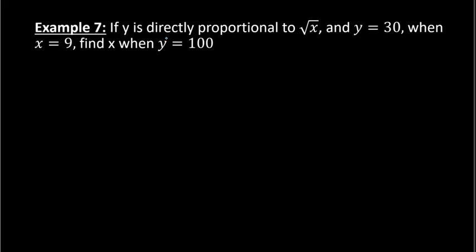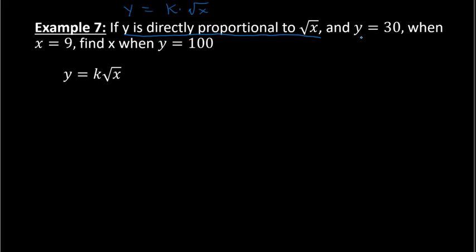Here we are told that y is directly proportional to the square root of x. So the square root makes it a little bit different. And it says y is 30 when x is 9. Find x when y is 100. So what I want to do is take this initial statement and convert it into math notation. So we can write this as y equals k times the square root of x. So that is my equation. y equals k times the square root of x.